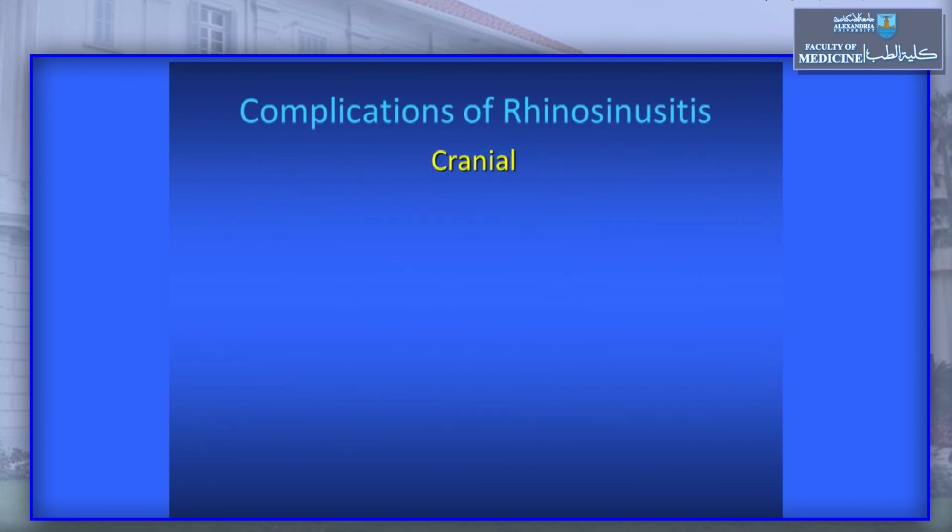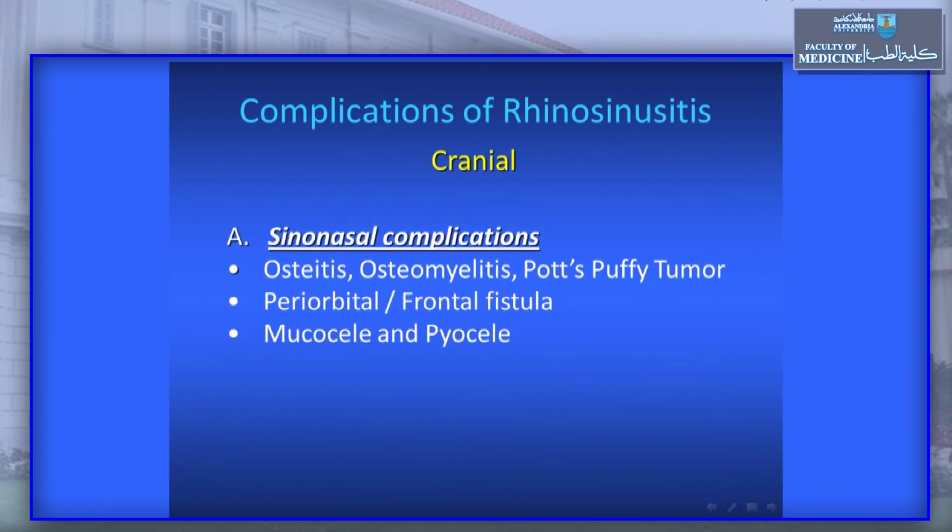The cranial complications are further stratified into sinonasal complications, which include osteitis, osteomyelitis, and Pott's puffy tumor, periorbital and frontal fistulae, mucocele and pyocele. The sinonasal complications are usually more encountered as they relate to the frontal sinus.